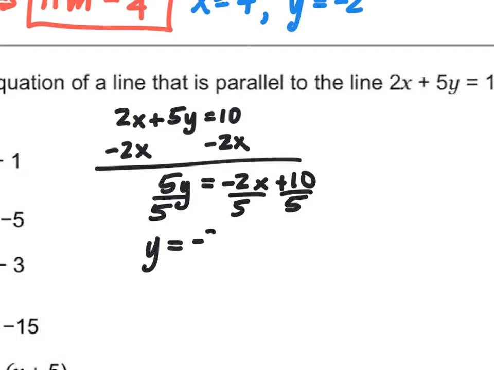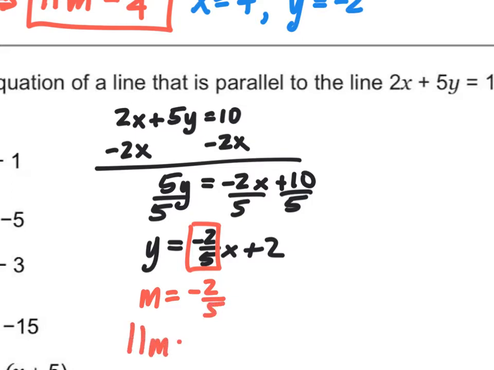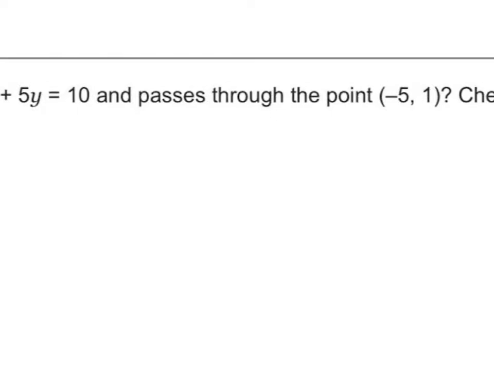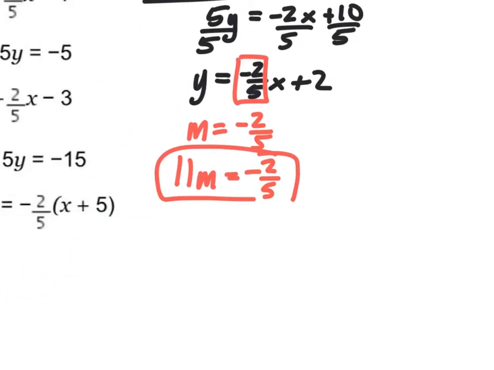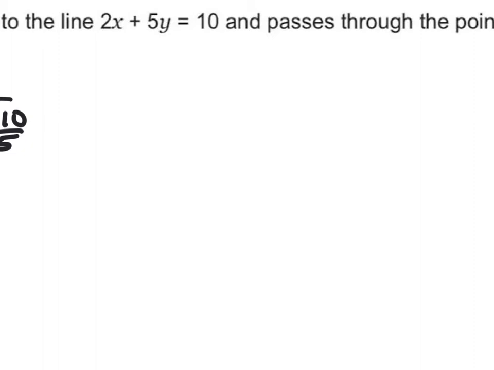I get y is equal to negative 2/5 x, and then plus 2. And what I'm looking for is a slope. I need to identify my slope from this. So I know that my slope is equal to negative 2/5, and that my parallel slope is also going to be equal to negative 2/5. So I've got that, and I have the point negative 5, 1. So my point on the graph is going to be the point negative 5, comma 1.